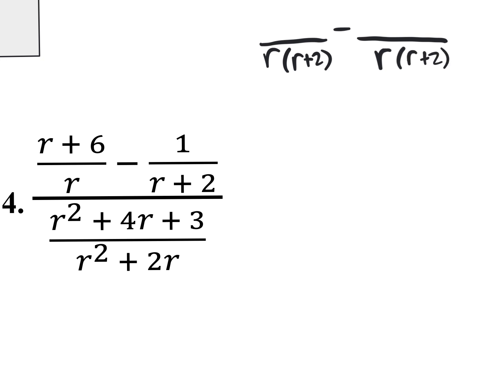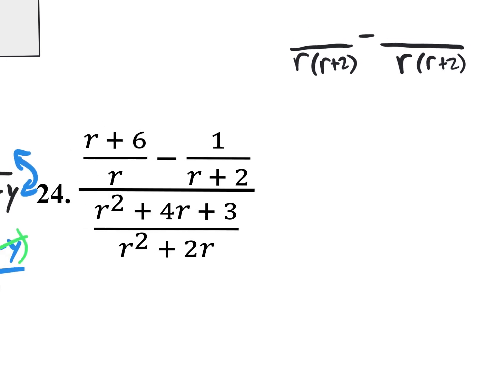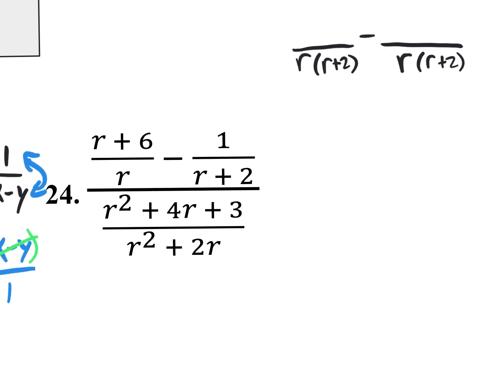Now the question is, how do I change this r to become r times r plus 2? It's obviously missing the r plus 2. So we're going to multiply both top and bottom by that missing r plus 2. Now this is where it gets a little fun, because we actually have a binomial r plus 6 on top that I need to multiply by this binomial r plus 2. So when I do this, I need to distribute and then combine like terms.